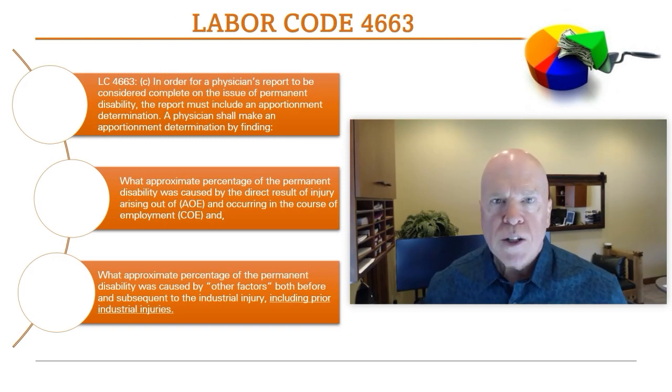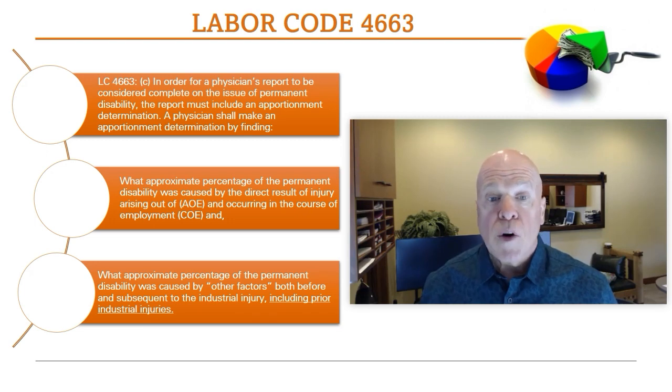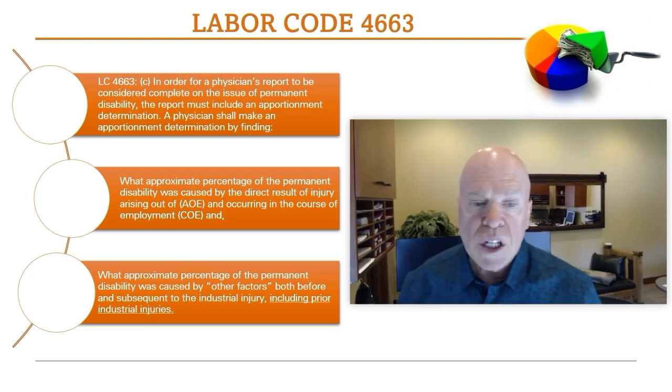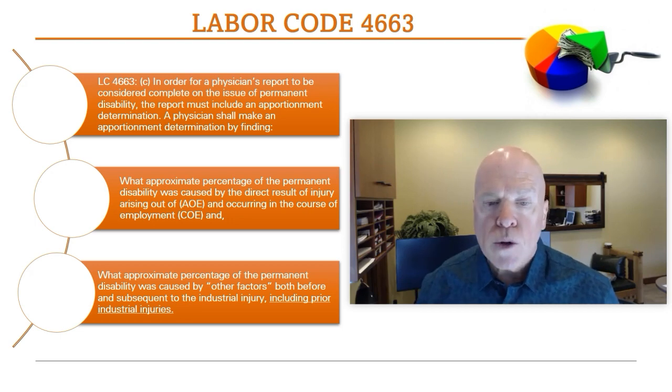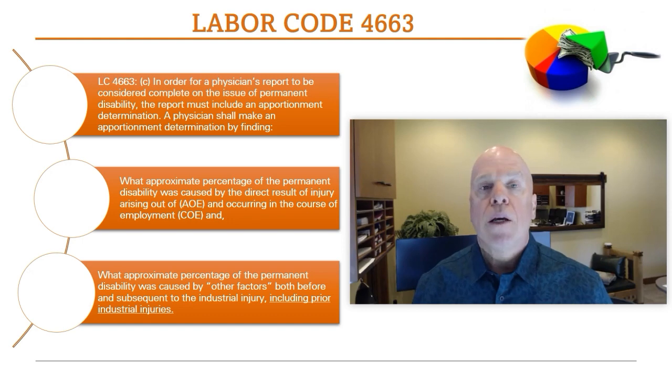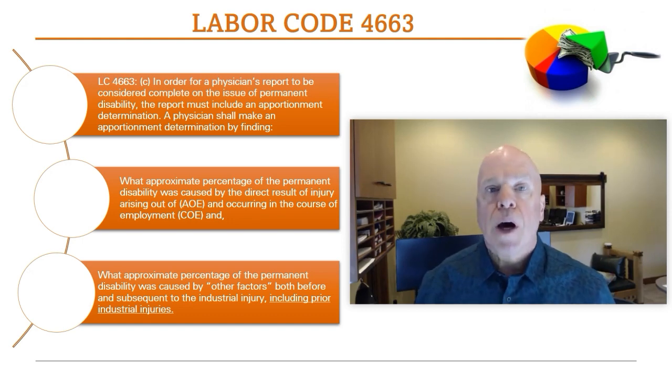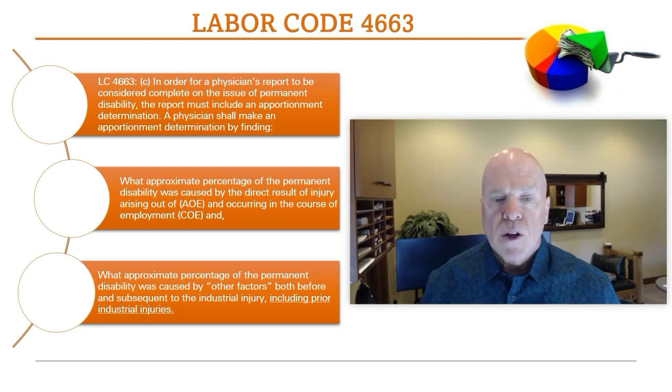Now, the other important section of Labor Code Section 4663, at least for our purposes of qualified medical evaluators, is Section C. And Section C tells us a couple of important things. It says that in order for a physician's report to be considered complete on the issue of permanent disability, the report must, and this is required by law, the law is Labor Code 4663, include an apportionment determination. So in every single report where you provide a permanent impairment rating, you must then discuss the apportionment of that permanent impairment. So here's how to do it.